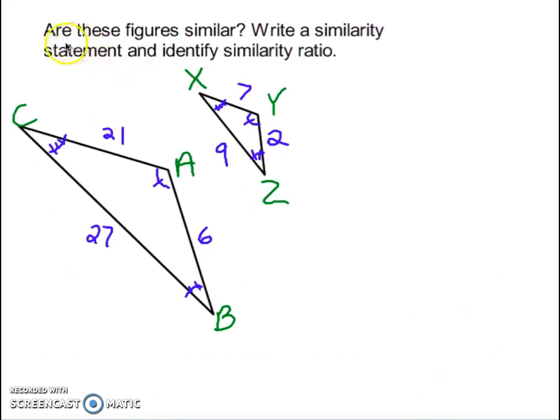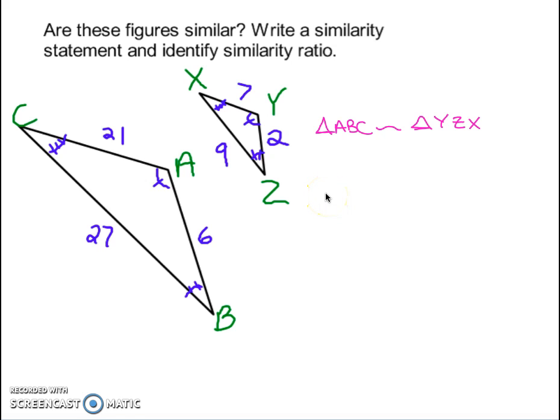Again, on this next example, it wants to know, are these figures similar? Write a similarity statement and identify the similarity ratio. So first of all, I'm going to write the similarity statement. For this one, we could say triangle ABC is similar to triangle YZX. And now we have to test it to see if that's true.